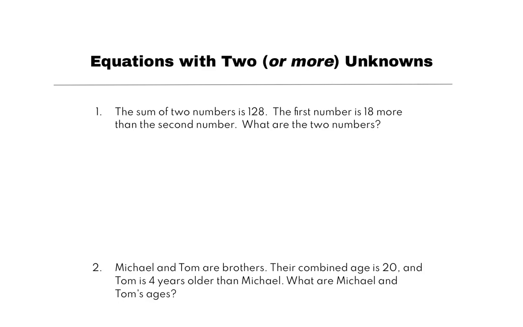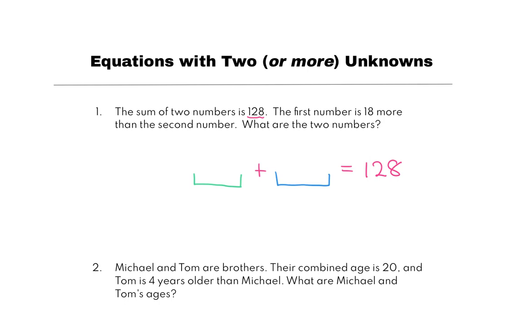Sometimes equations have two or more unknowns, but in the word problem, those unknowns are related to each other. In the first example, the sum of two numbers is 128. So we know that we have one number plus a second number, and that's going to equal 128. The first number is 18 more than the second number. What are those two numbers? So we are looking for two different unknowns in this scenario.